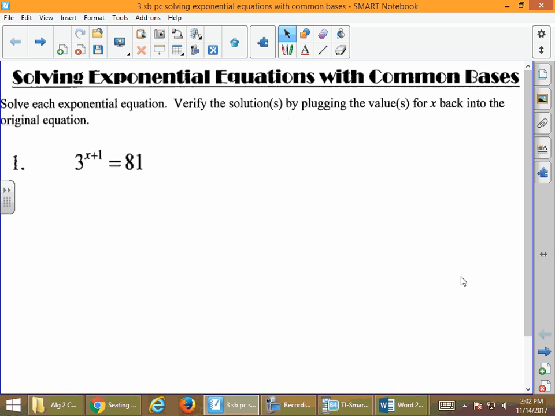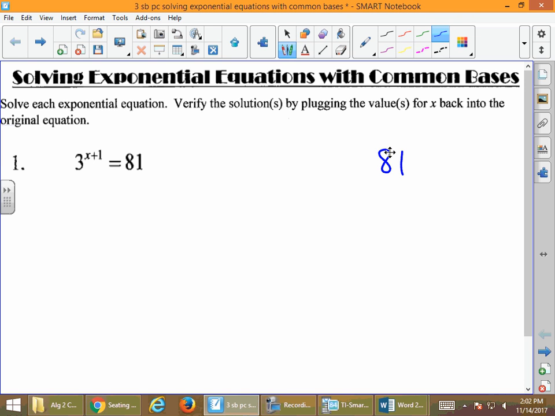Common bases. Luckily, we've already seen something where we've had to deal with common bases a little bit. You've got plenty of space on problem number 1, so off to the side, I'm going to write 81. Let's break it down and see if we can get it broken down into threes. We are pretty familiar with the fact that 81 is 9 times 9, which then is 3 times 3, and 3 times 3.